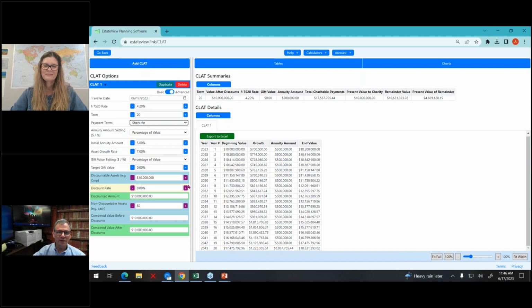Okay, so if I do a shark fin clat, then I'm going to want to have a little bit of payment there. So I'll pay based on 1% a year of value, or let's say 2%, because it's sooner. Now the charity just gets $200,000 a year. At the end of the day, it gets $1.6 million, and my heirs get $1.4 million.